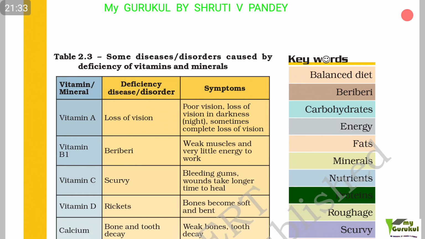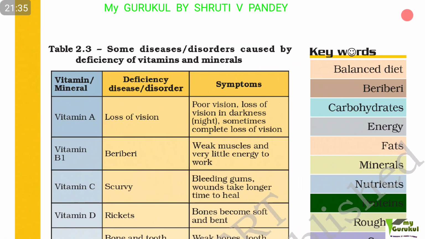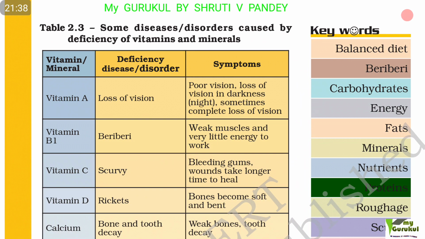So, children, this is table 2.3. Some important vitamins and minerals, the deficiency diseases caused by the deficiency of particular vitamins and minerals, and what are the symptoms from which we can identify them. Deficiency of vitamin A causes loss of vision. The symptoms are poor vision, loss of vision in darkness, sometimes complete loss of vision.